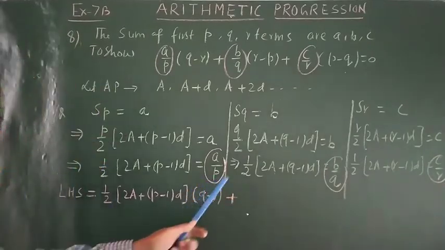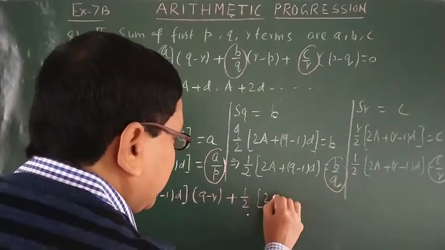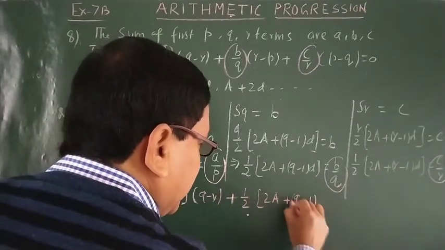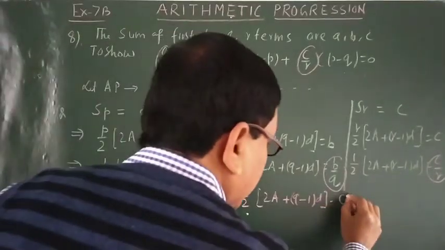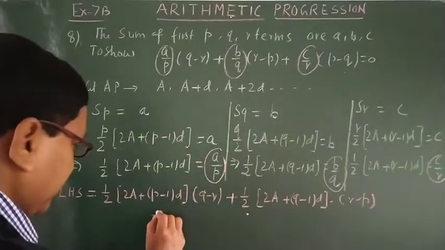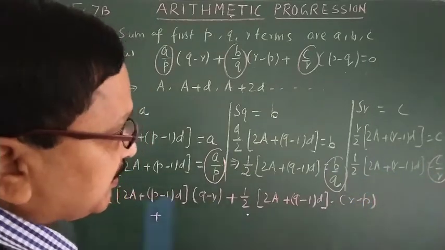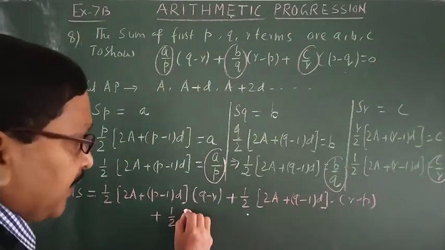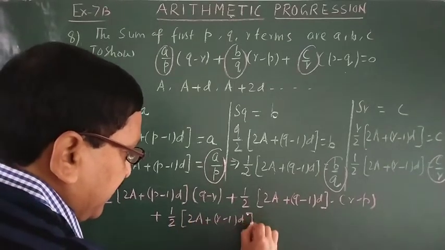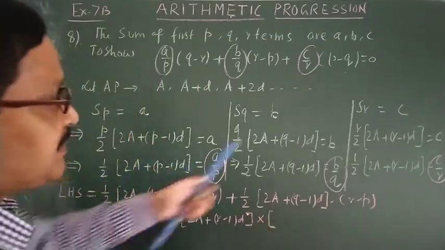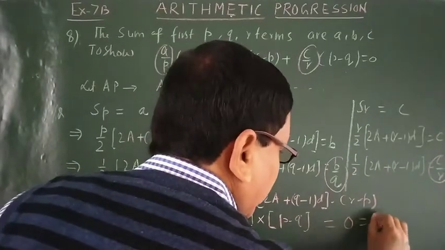plus, similarly putting the value of b by q, it is half of (2a plus (q minus 1)d) into, now after that, (r minus p), plus, similarly moving towards the last, c by r is equal to this. So half of (2a plus (r minus 1)d) into this (p minus q), and simplify it to get 0 on the RHS.